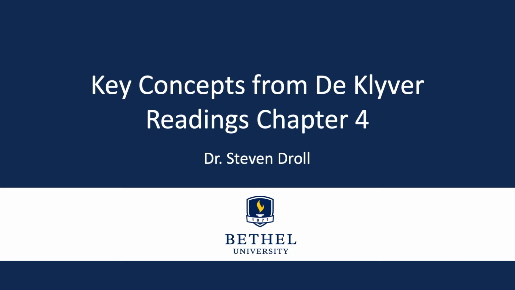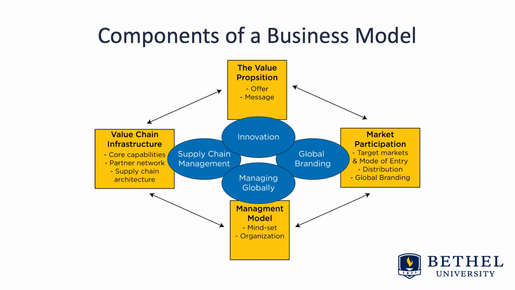Building on concepts presented in the last chapter, we will cover how developing and executing a global strategy could require a change in the company's business model. Using Figure 4.1 as a talking point, let's discuss the four outer components.